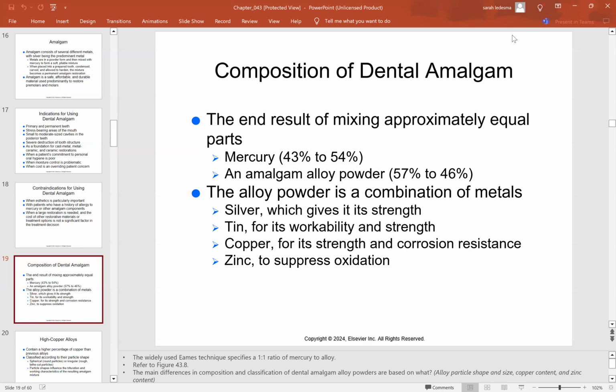So when we're looking at the composition of amalgam, we have mercury in a percentage of 43 to 54%, and then the alloy or the mixture of metals is 57 to 46%. The alloy powder is a combination of metals. So we can see silver, which is going to give the amalgam its strength. Tin allows for its workability and then also adds to the strength. Copper is used for strength, and then it's also going to help with the corrosion factor. So it's going to help resist that corrosion. And then zinc suppresses the oxidation.